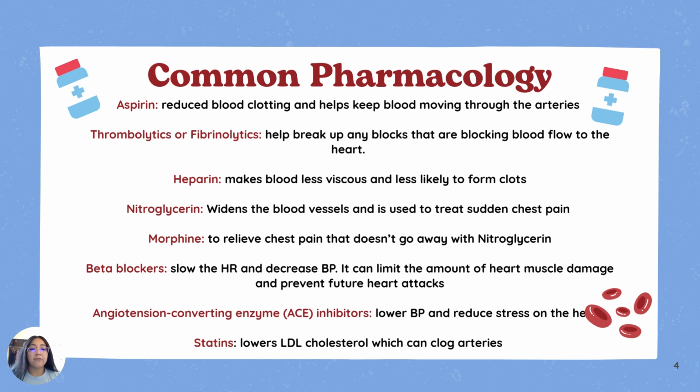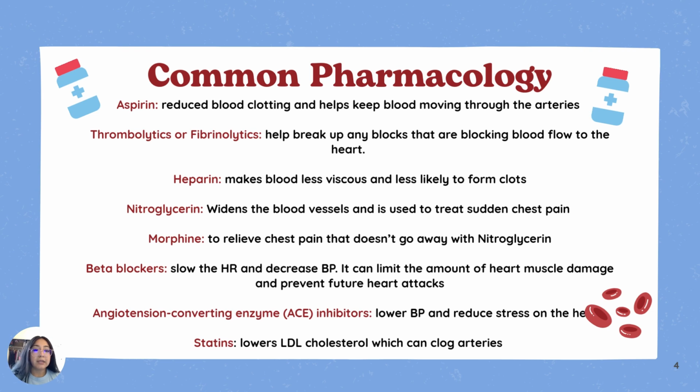So some common pharmacology that is given when a patient has experienced a myocardial infarction is aspirin, and aspirin is used to reduce those blood clots. And then there's also clot busters, which are known as thrombolytics and fibrinolytics, and these help break up any clots that are blocking that blood flow to the heart. There's also medication called heparin, which makes the blood less thick and therefore less likely to form clots. There is nitroglycerin. This one is given right away when a patient is experiencing that sudden chest pain.